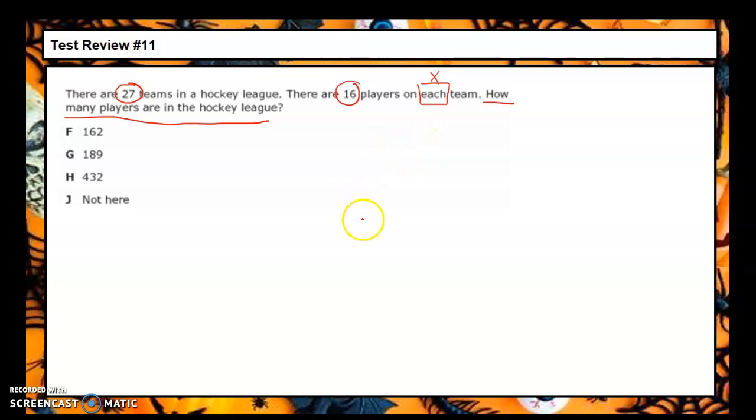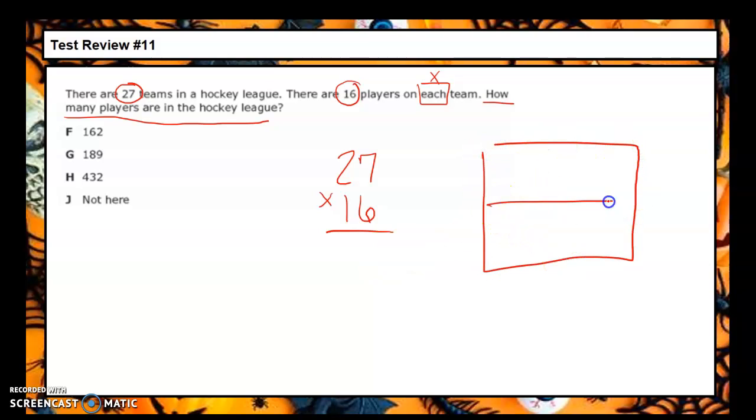Now, you have a few different options on how you want to multiply. So 27 times 16 is your problem. I would probably, since this is a test, work it two different ways. I would probably do the standard algorithm, and then I'm going to also do an area model. I'm going to do both of them to make sure I get the right answer.